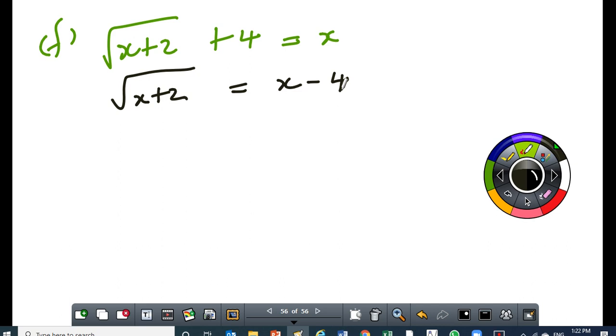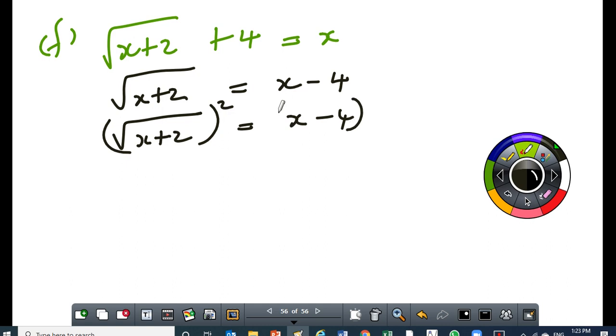When you get here, please be aware that this x minus 4 is one number. The only thing is that we don't know what the value of x is. But this is one number. So you have to put the x and the 4 inside brackets, both of them. Okay? So the next step, we square both sides, x plus 2 all squared. On the right, it will be x minus 4 all squared, like that.